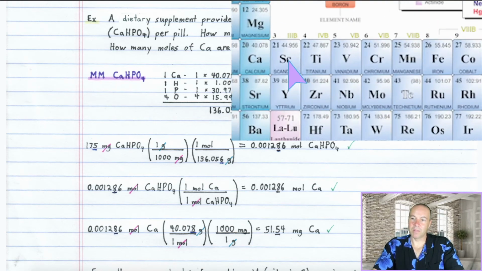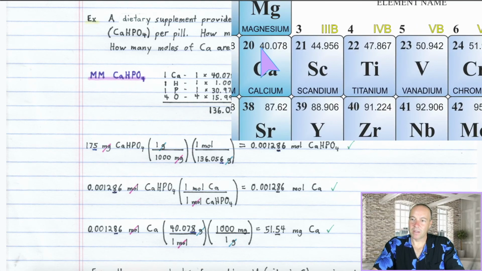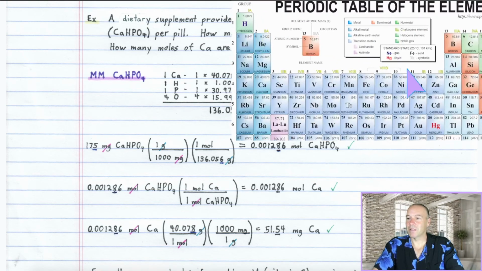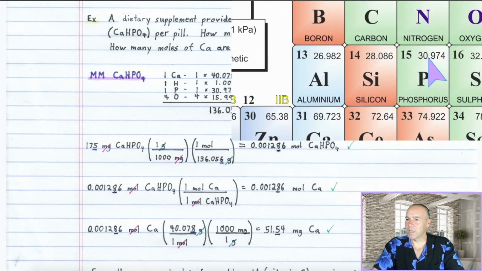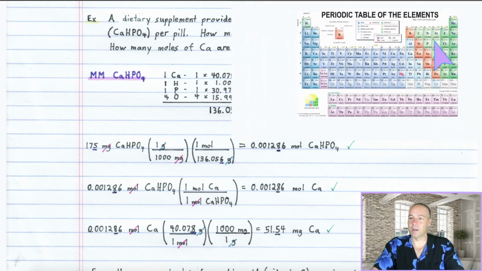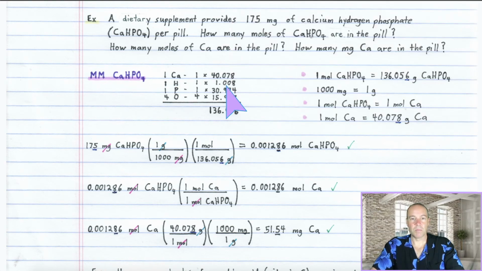Calcium is over here, one of the metals, and 40.078. And hydrogen is 1.008. And then next is phosphorus, that's 30.974. And then we have oxygen at 15.999. So they all are correct. And multiplying them by the number of atoms in the formula, you've got 4 oxygen, so multiply that one by 4, the rest are 1. Then adding them all up, you get 136.056.